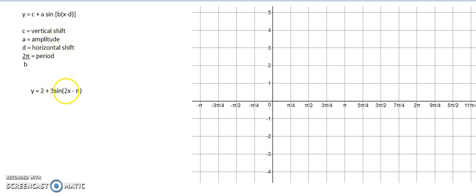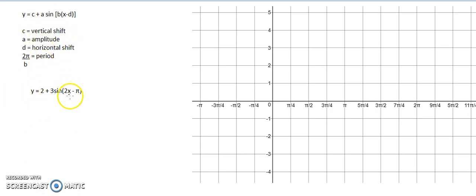So, looking here, okay, we've got our vertical shift is 2. Our amplitude is 3. We're looking at a sine function. Now we are not in factored form, so our shift is not pi. You've got to be careful here. There's two different ways that you can do this. You can get this into this form, or I'll show you another way to do it where you don't have to get it into that form. So first of all, let's do it this way and see how that works.